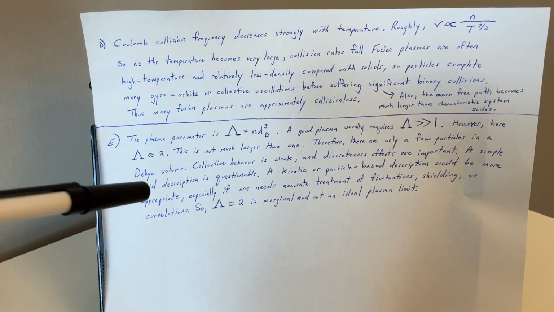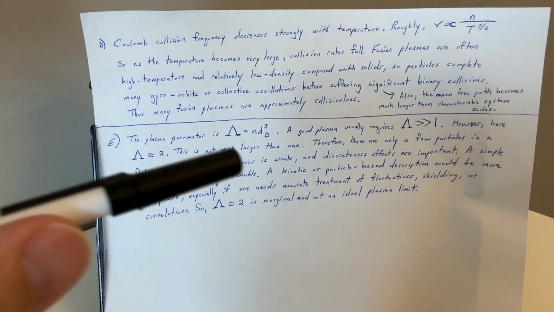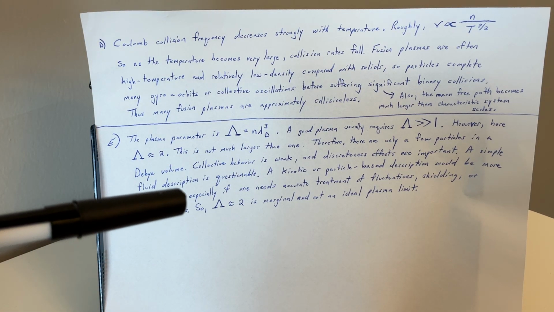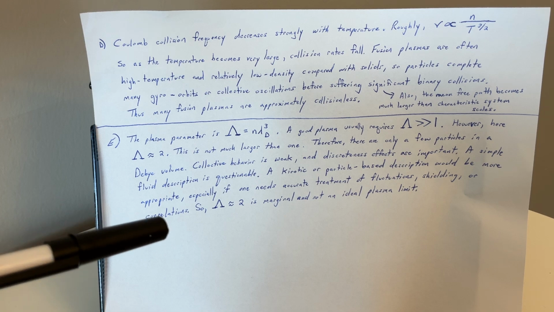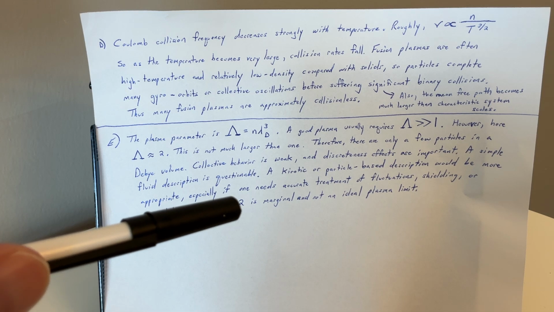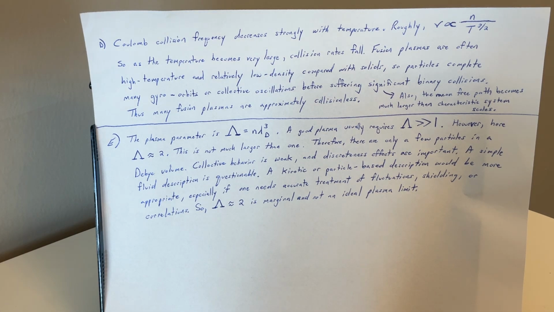A simple fluid description is questionable. A kinetic or particle-based description would be more appropriate, especially if one needs accurate treatment of fluctuations, shielding, or correlations. So Lambda approximately 2 is marginal and not an ideal plasma limit. Okay, so that's all. Number 10, free response for this.